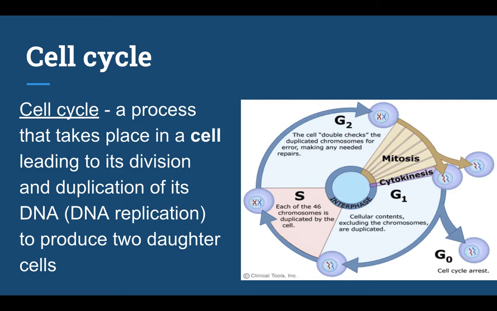The cell cycle is defined as a process that takes place in a cell leading to its division and duplication of its DNA. DNA replication is when the DNA replicates or doubles in its amount, and this process produces 2 genetically identical daughter cells. In this diagram here, you can see G1, S, and G2. All 3 of these phases are part of interphase, which is followed by mitosis, and then cytokinesis, where it forms the 2 identical daughter cells.